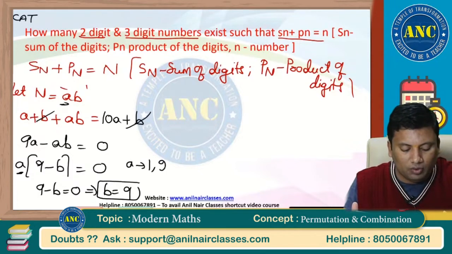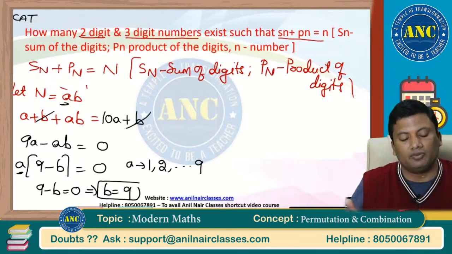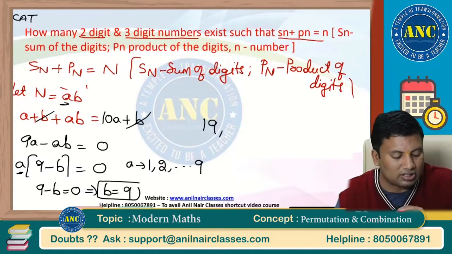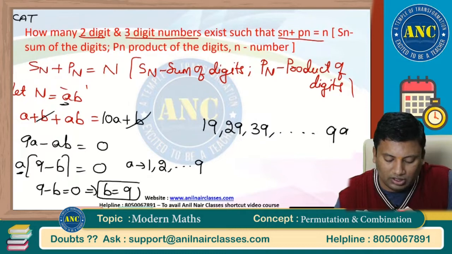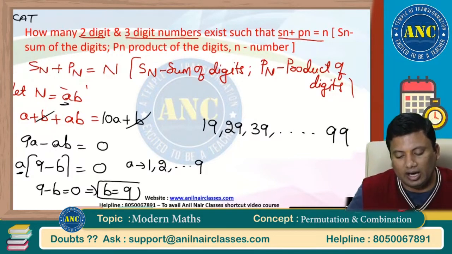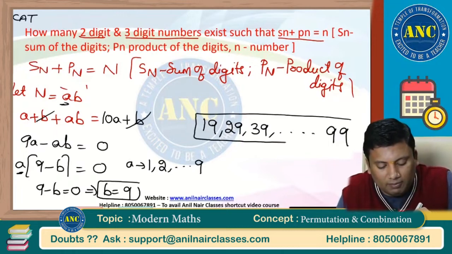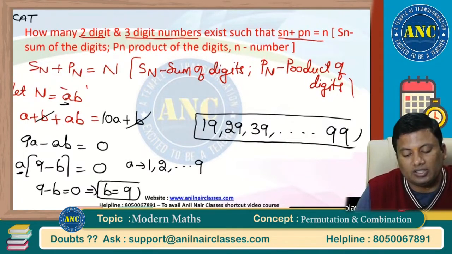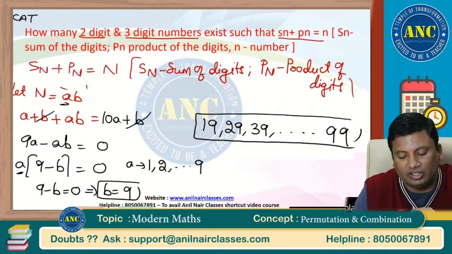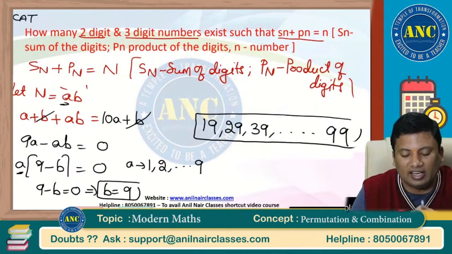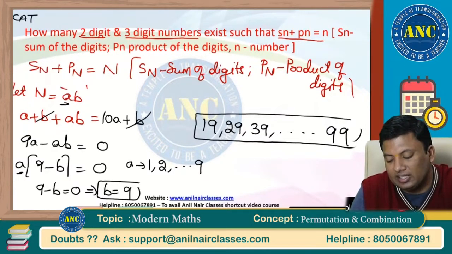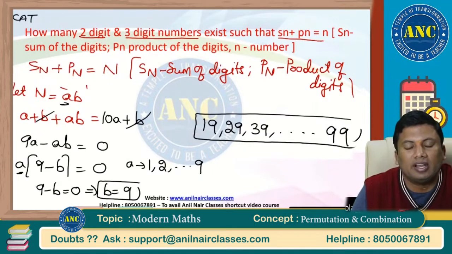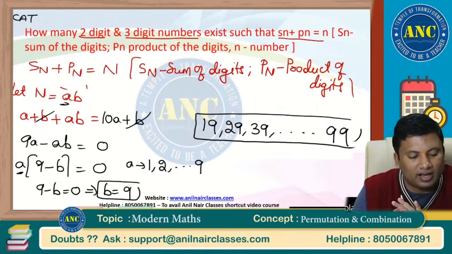A can take any value from 1 to 9. So what are the numbers? Numbers are 19, 29, 39 and so on up to 99. These are all the numbers. See the sum of the digits: 1 plus 9 is 10. Product of the digits, 1 into 9 is 9. 10 plus 9 is 19. Sum of the digits 2 plus 9 is 11. 2 9s are 18. 18 plus 11 is 29. 9 plus 9 is 18. 9 9s are 81. 81 plus 18 is 99. All the values are satisfied.